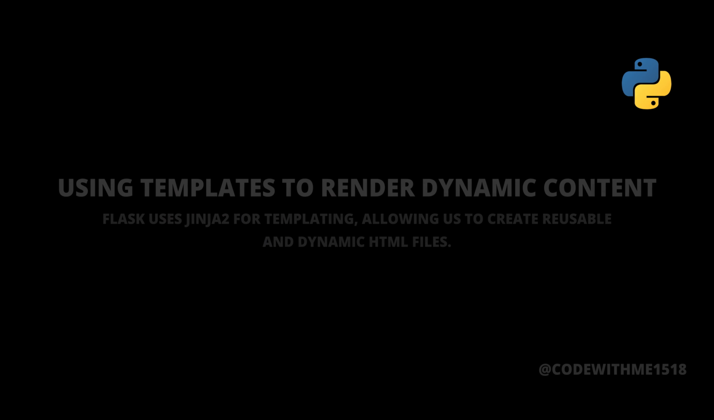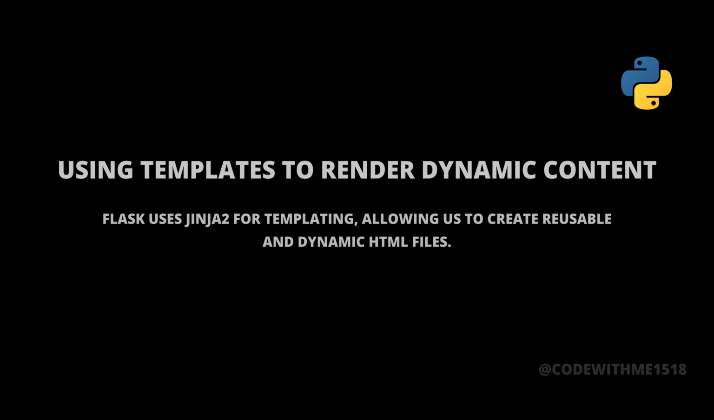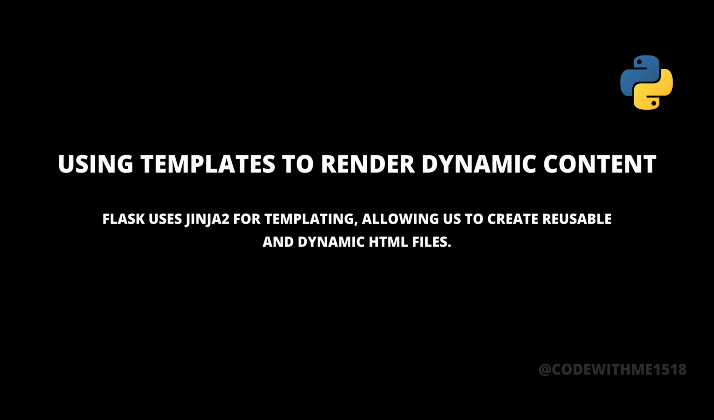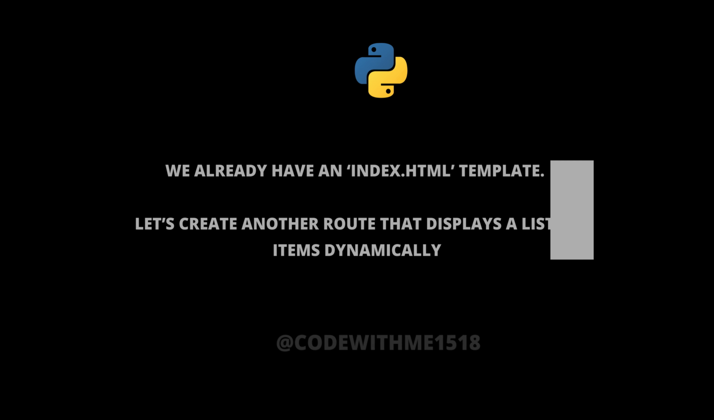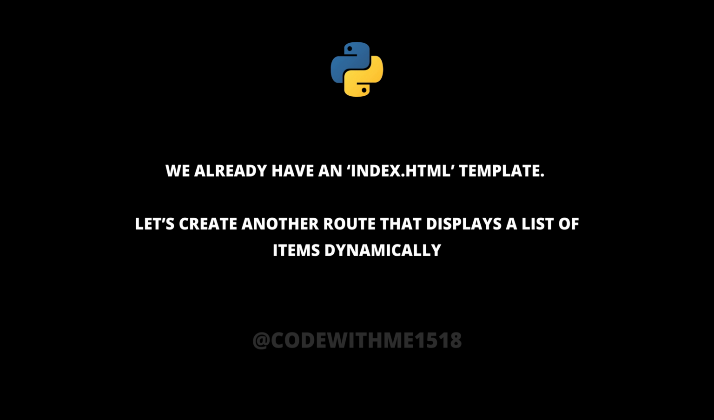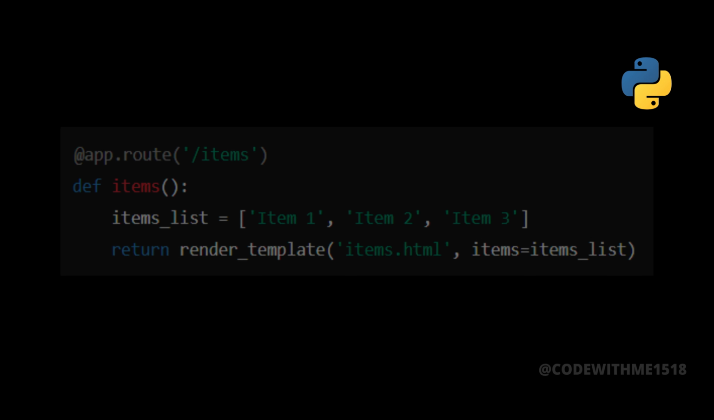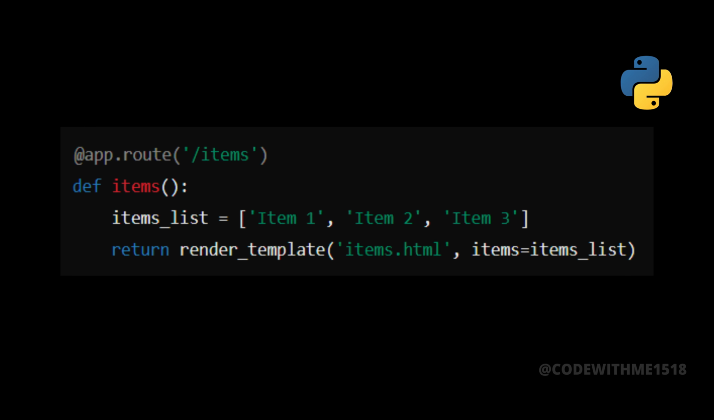Next, let's use templates to render dynamic content. Flask uses Jinja2 for templating, allowing us to create reusable and dynamic HTML files. We already have an index.html template. Let's create another route that displays a list of items dynamically.